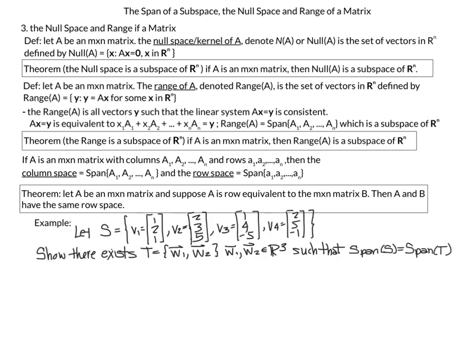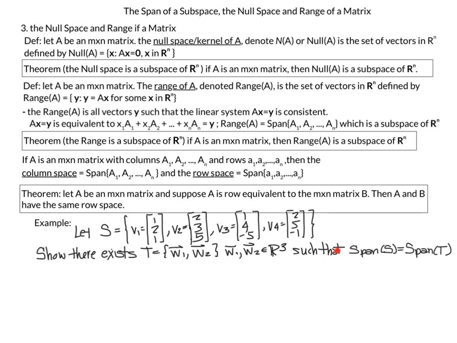So for example, let S equal the vectors v1 is 1, 2, 1, v2 is 2, 3, 5, v3 is 1, 4, negative 5, and v4 is equal to 2, 5, negative 1. So there exists a set of vectors T, w1 and w2, in R3 such that the span of S is equal to the span of T. So here we have 4 vectors, but we're saying we can span the same space with only 2 vectors.